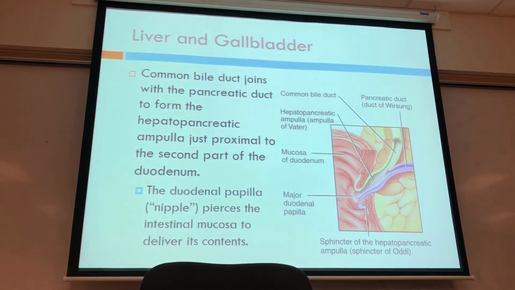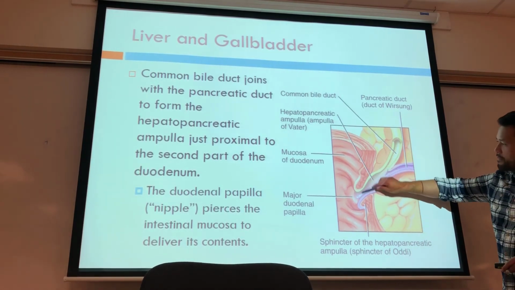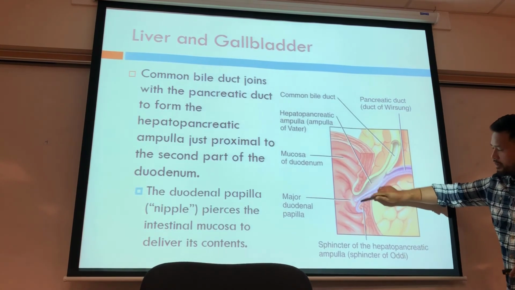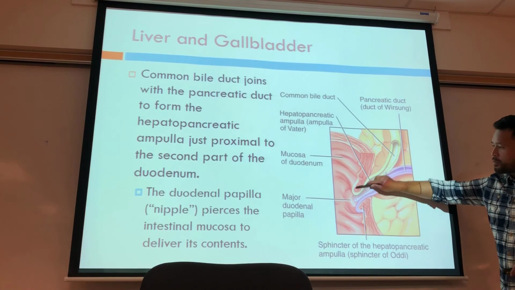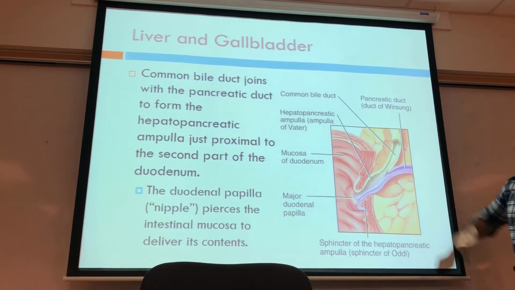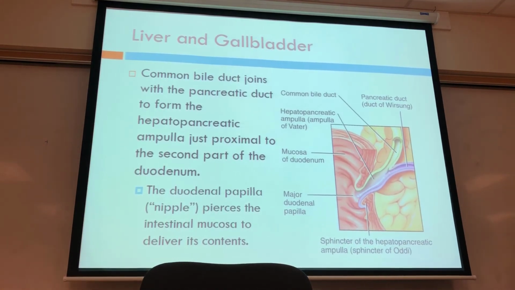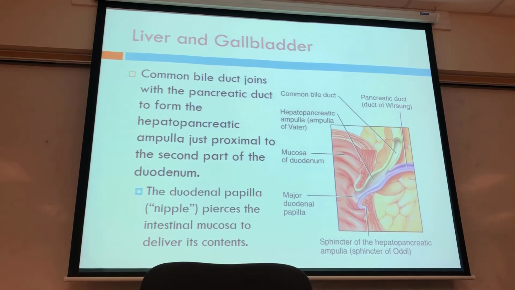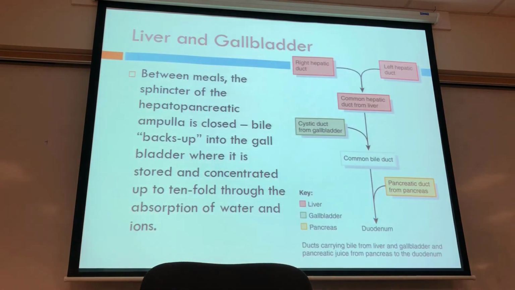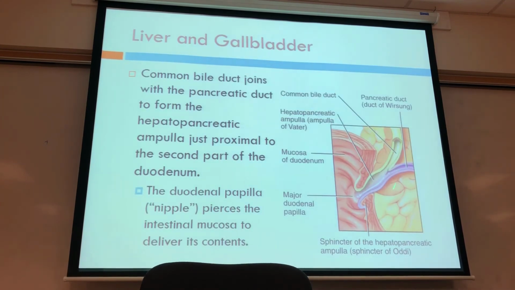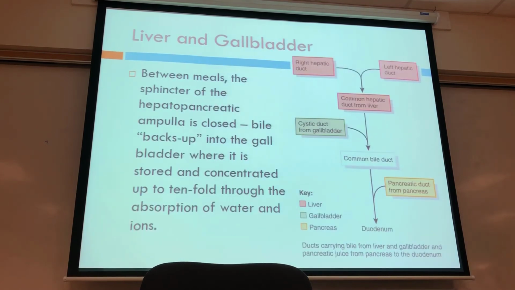What's also present is this sphincter. The muscularis layer is present with smooth muscle that wraps around that particular ampulla in order to regulate the release of bile. So in this process, we're not constantly releasing bile into the small intestine. We do have to regulate it.